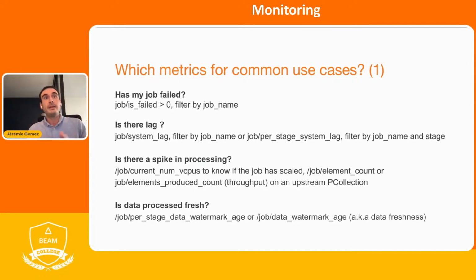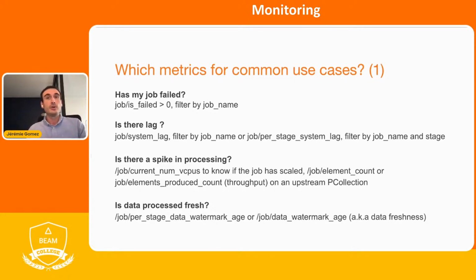Is there any lag? Meaning, is my pipeline being slow? Here you would use the native metric system lag, and you could filter to see only your job name or your job ID, or the per stage system lag, which will give you information about the lag for each stage of your pipeline. Then, is there a spike in processing on my pipeline? For this, you could look at the native metric num vCPUs. So it will tell you if your job has upscaled or downscaled.